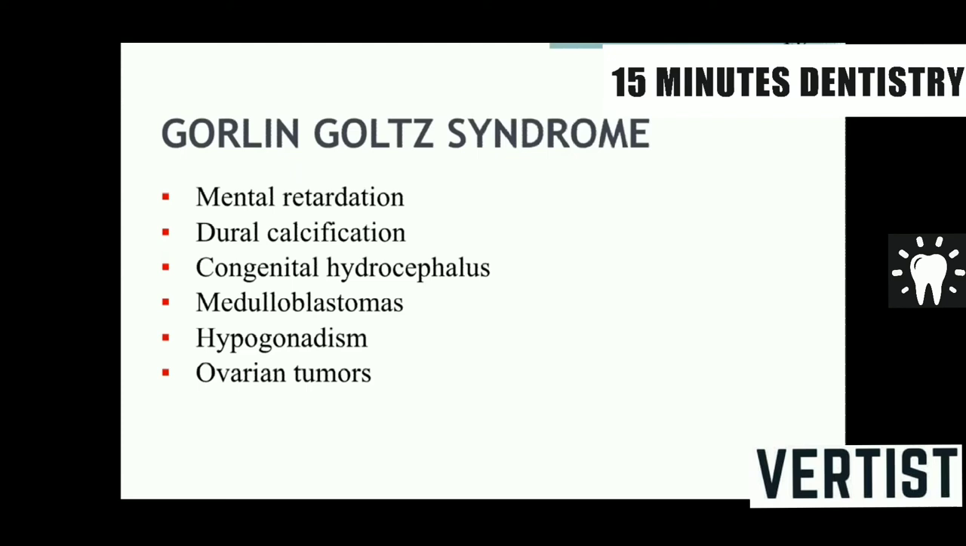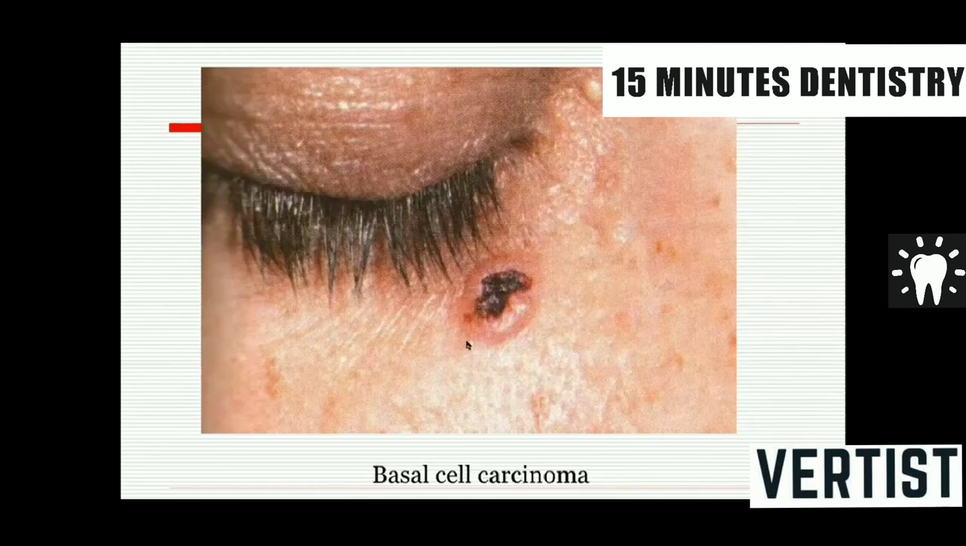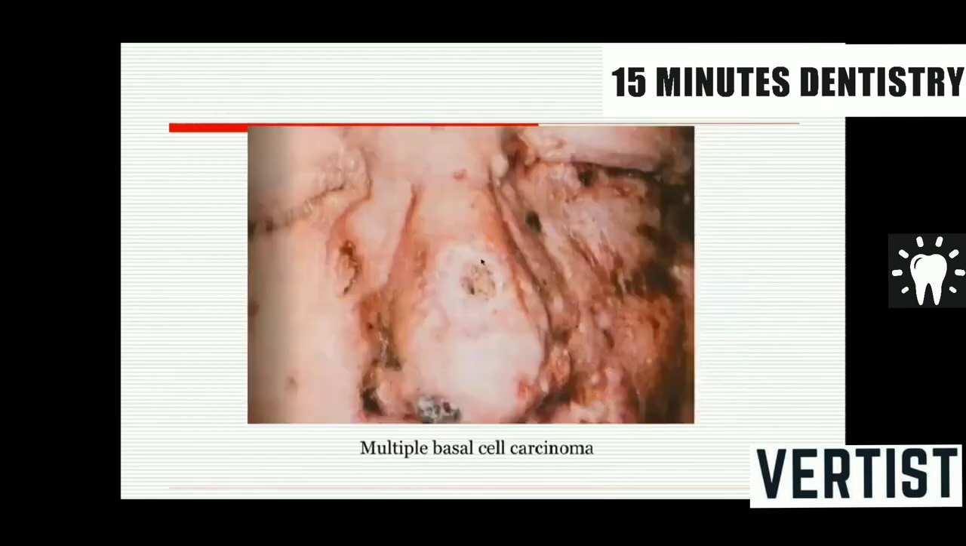So this Gorlin-Goltz syndrome is also asked for a short note many times, or it may be asked in your MCQs. So as it is associated with odontogenic keratocyst, you must know about Gorlin-Goltz syndrome. So this is the basal cell carcinoma. Madam has already discussed that it has a rolled border. And there are multiple basal cell carcinomas found in people with this syndrome.